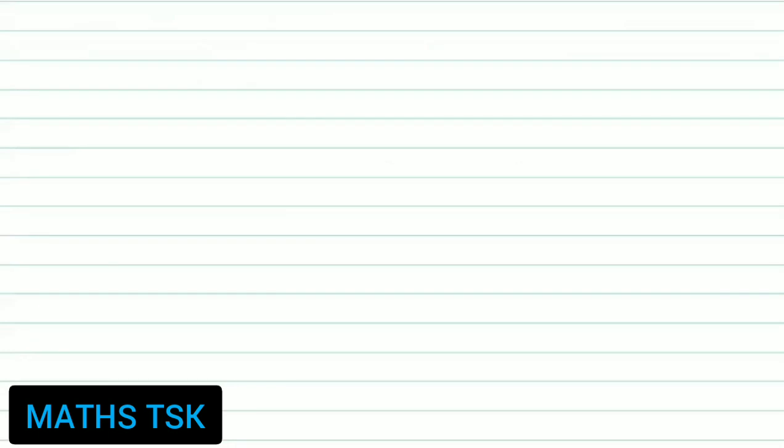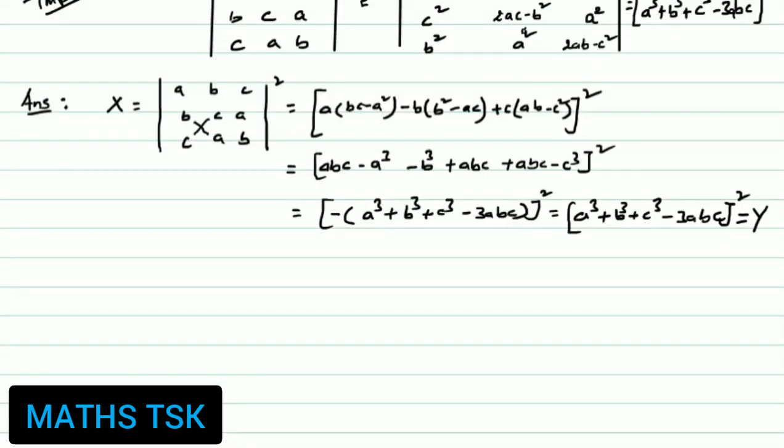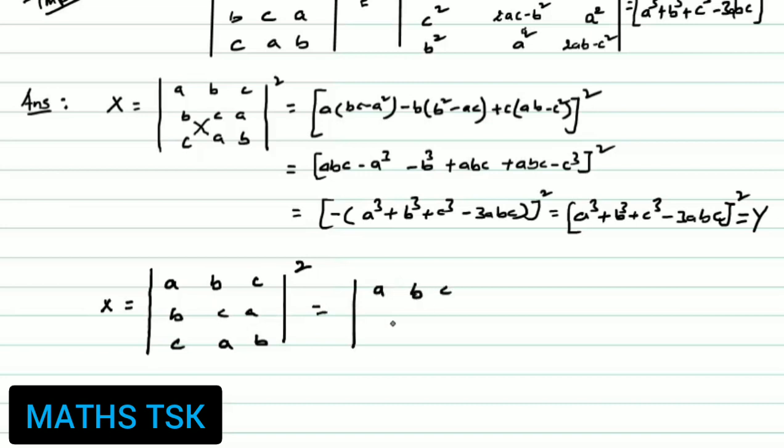Next, we'll go again to the X value, so that you can see what X is. X I can take again as ABC, BCA, CAB. Det A whole square, I can write it as det A into det A. Det of ABC, BCA, CAB. Det of AB is det A into det B. Here is ABC, BCA, CAB.